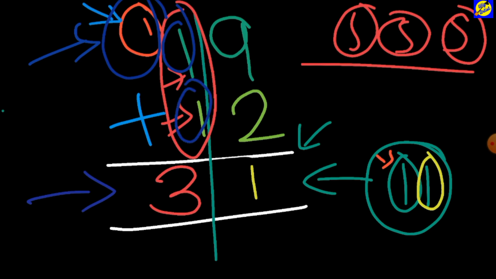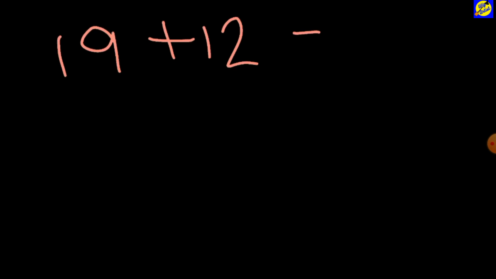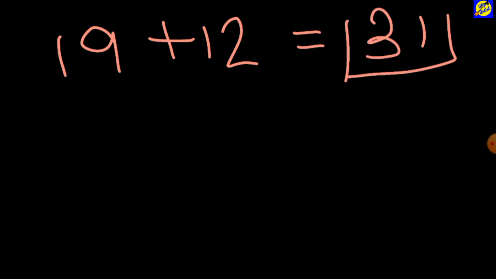Okay. Understood? So now you have to put that 3 which you get along with the carry forward over here, in the answer column. So you will get 19 plus 12 is equal to 31. Okay, got it? Great. So now you've understood how to do additions.